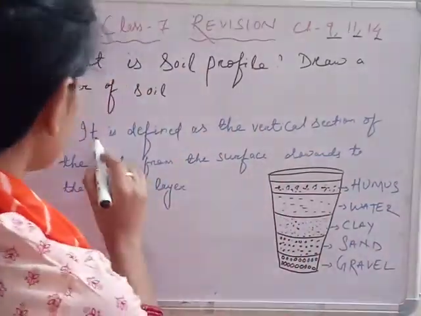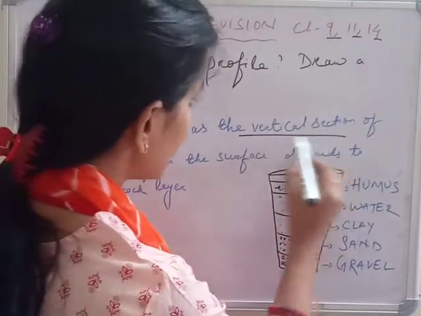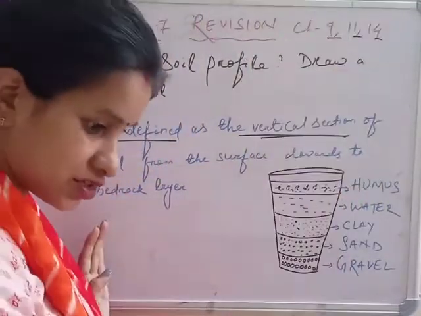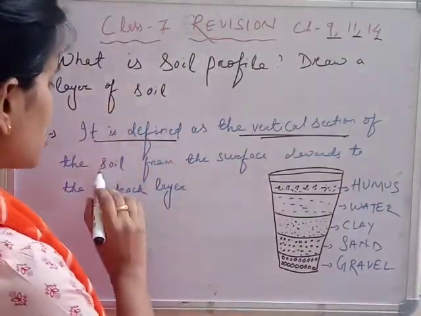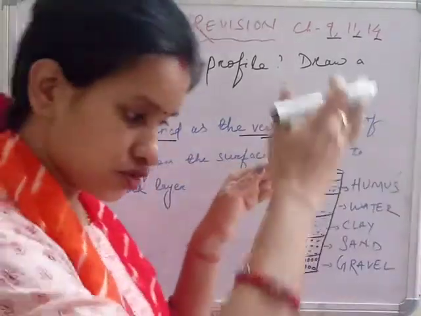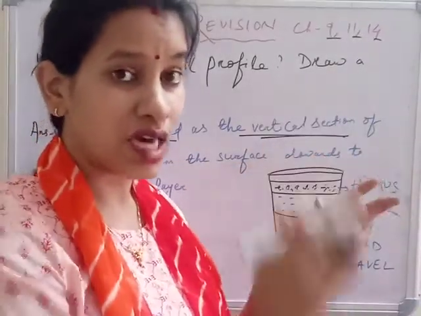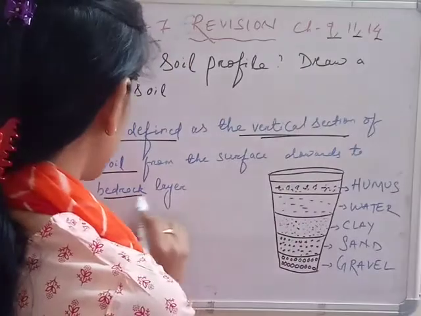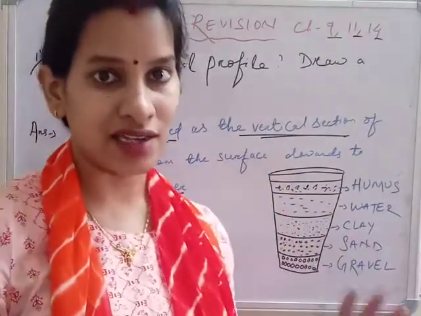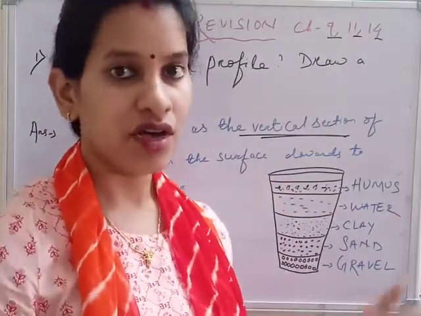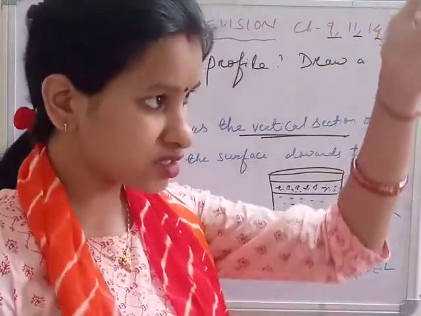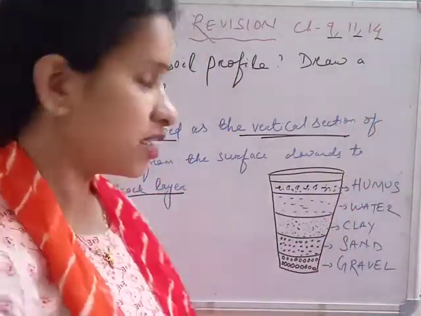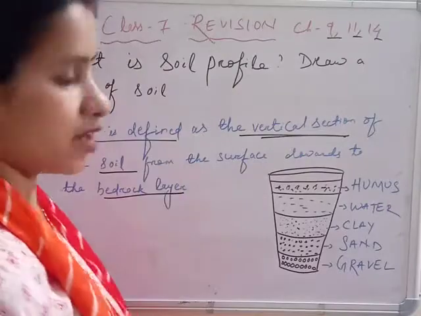It is defined as the vertical section of the soil from the surface downward, till the bedrock layer, the hardest layer of that soil, is called bedrock. Up to that, when you cut from the surface to the bedrock layer, it is called your soil profile.